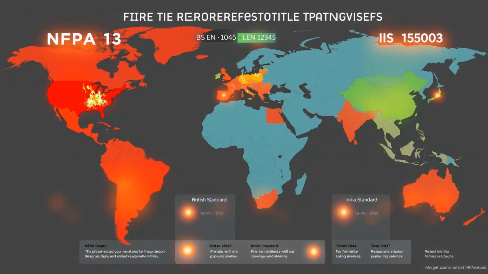Fire sprinkler design is a technical discipline governed by international and national codes. The National Fire Protection Association's NFPA 13, British Standard BS EN 12845, and IS 15105, the Indian Standard, are some of the most widely used design standards worldwide.